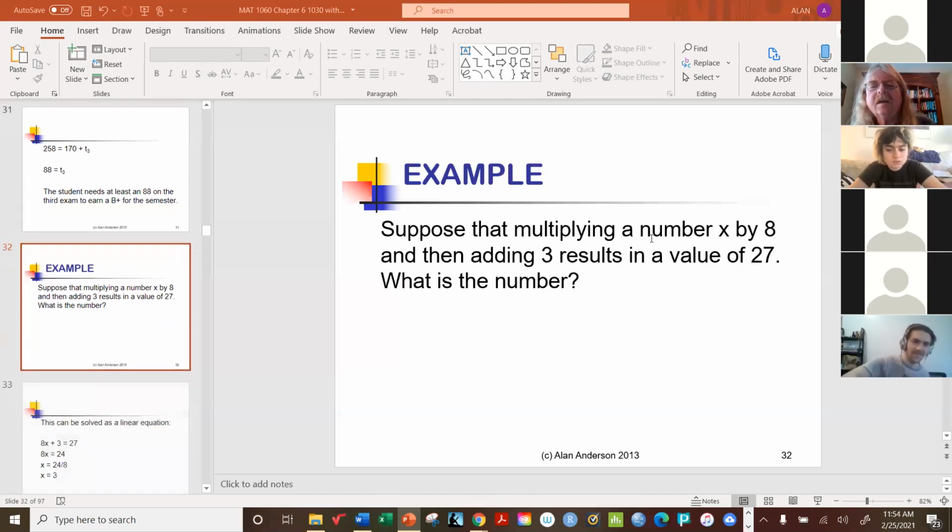All right, there's one more here, which I think you'll find to be quite easy by comparison. Multiplying a number x by 8 and then adding 3 results in a value of 27. What is the number? In other words, solve for x, but now your challenge is to set it up correctly. All right, so I want you to think about that for a minute.